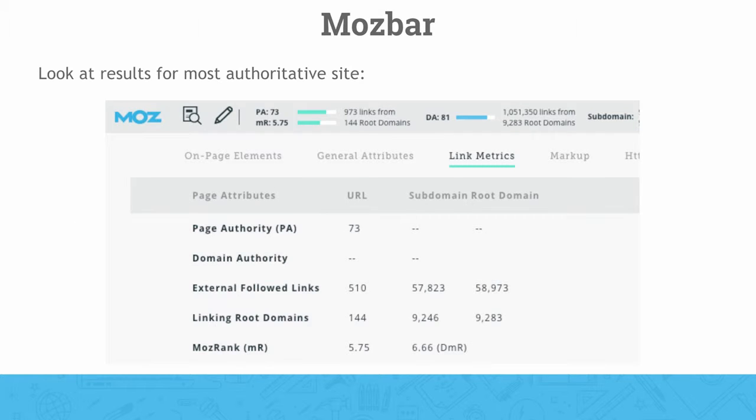You can also see on-page elements, like if they have their page title set up correctly or keywords in their meta description, something like their open graph set up, anything like that.